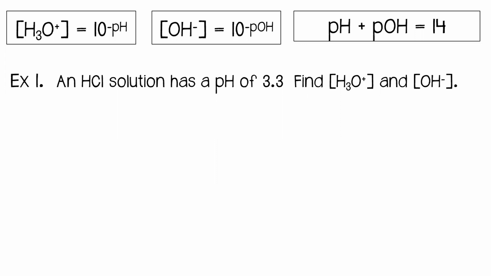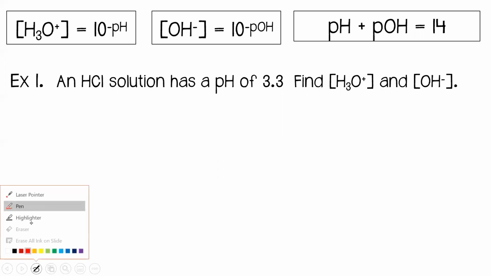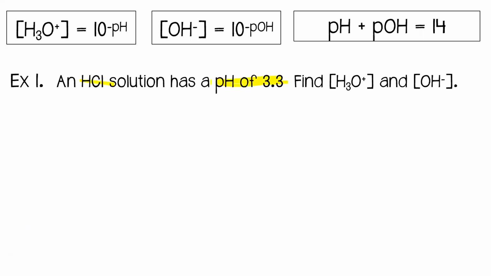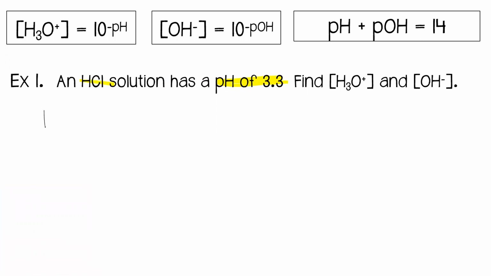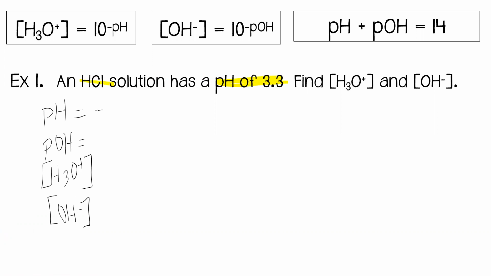Okay, an HCl solution has a pH of 3.3. So find the hydronium and the hydroxide ion concentrations. So this is an acid, so the pH makes sense. So once again, I'm just going to make a list on the side here. So I know the pH. So that takes care of pH. Now I can use this equation to find pOH. I don't have any other option. Okay, so subtracting 14 minus 3.3, I get my pOH of 10.7. So far, so good. It makes sense to have a low pH and a high pOH for an acid.